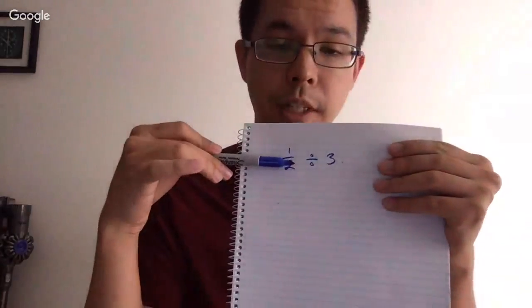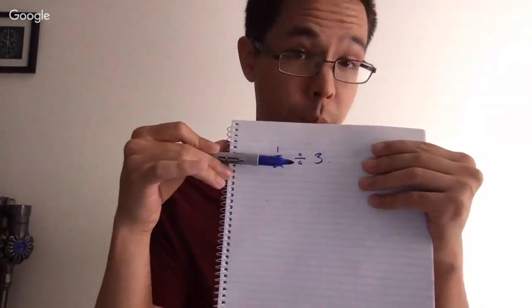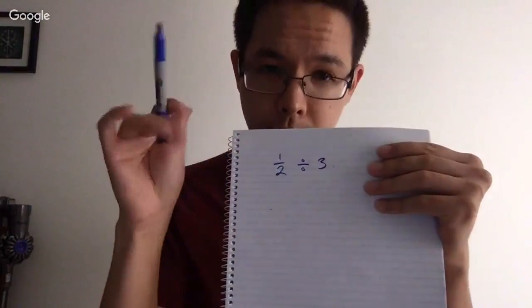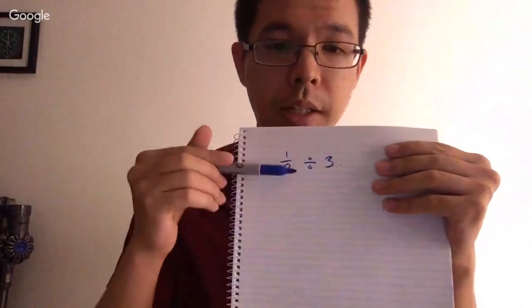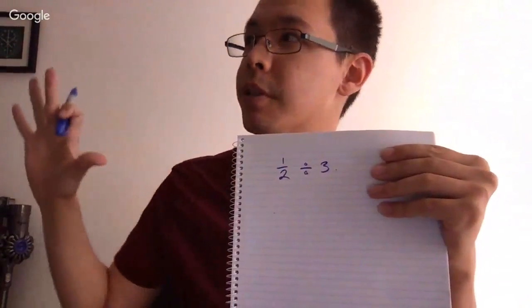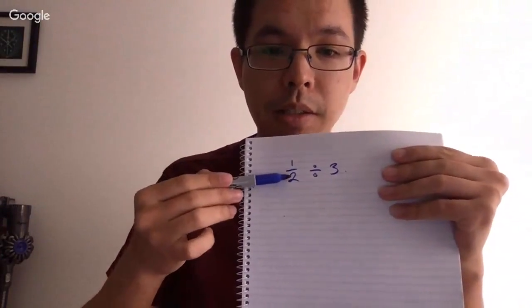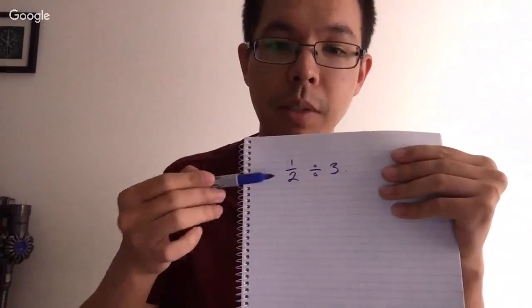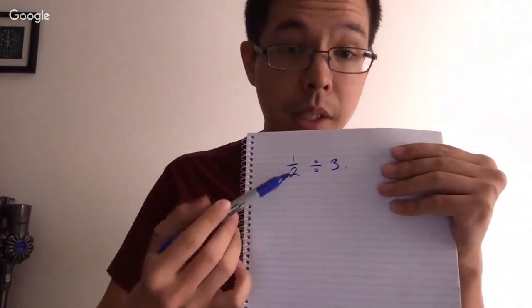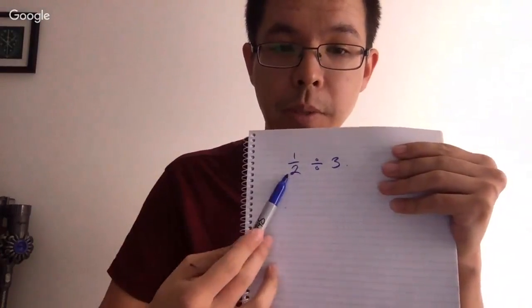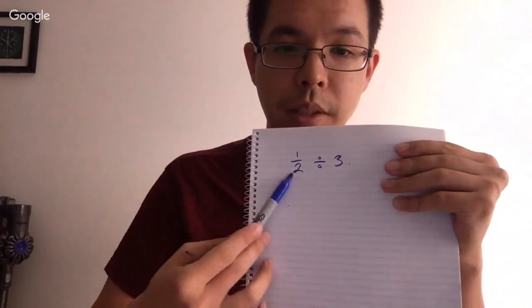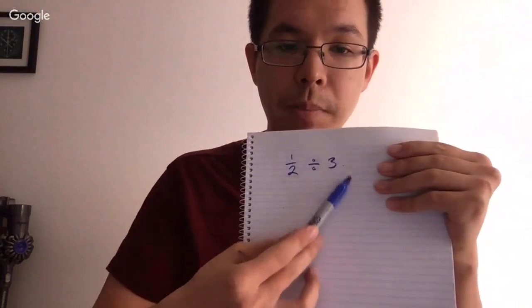It's so much easier if we can transform this into a multiplication problem. So with a bit of hocus pocus magic, I can use the power of reciprocals. Reciprocal is basically a fraction that's been flopped upside down. So if I flop this upside down, it'll be a 2 on top and a 1 on the bottom. But I want to flop this one, not this one. So if you start from here, divide by something, you want to flop this one upside down.